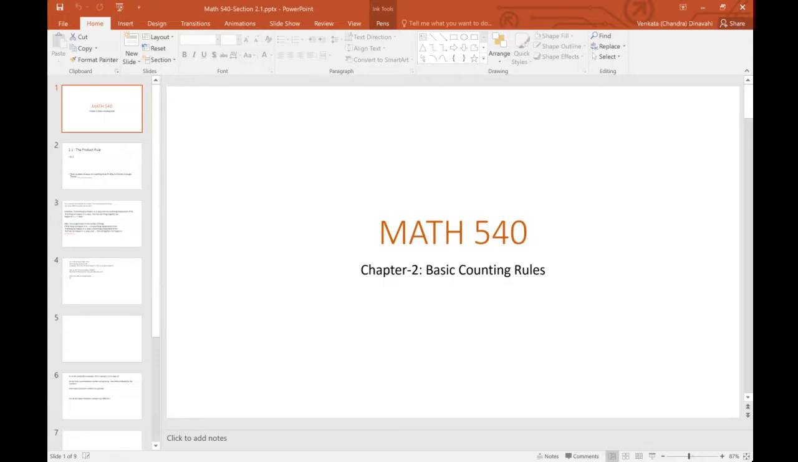So chapter 2, that is our starting point. The basic counting rules. So you all know what counting is. It's not very difficult. But I'm starting with the basic counting rule, which is the product rule, which is easy to understand, and it has lots and lots of applications.